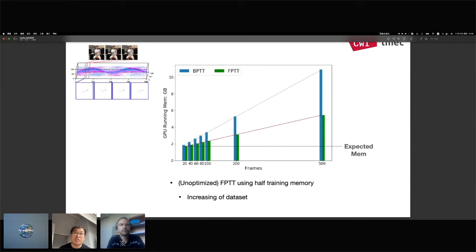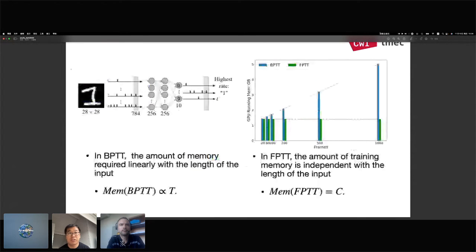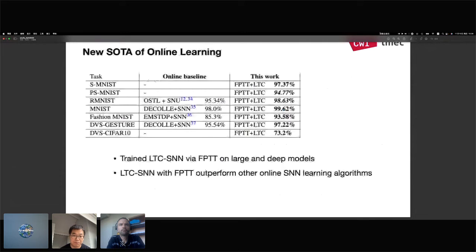So we're using another task to verify this. We're using the rate-coded MNIST, where the input dataset is a fixed size, but you can generate any long sequence you want. In this experiment, we can easily see that the amount of memory required for BPTT to train a spiking neural network is linear with the length of the inputs, while for FPTT it is constant. So it saves a lot of memory. Maybe we can train deeper neural networks.